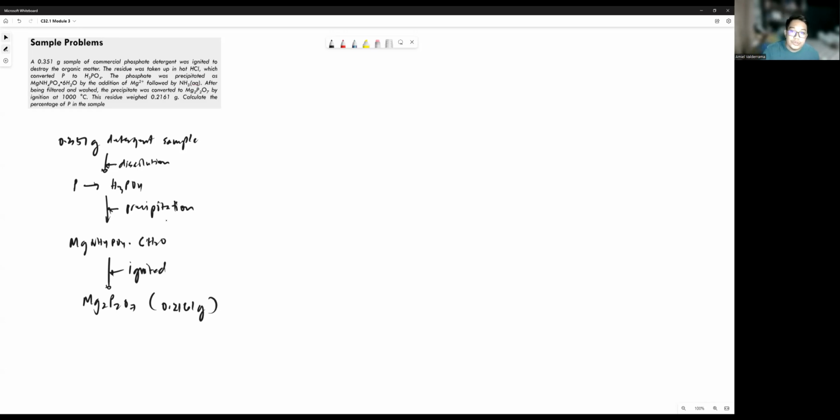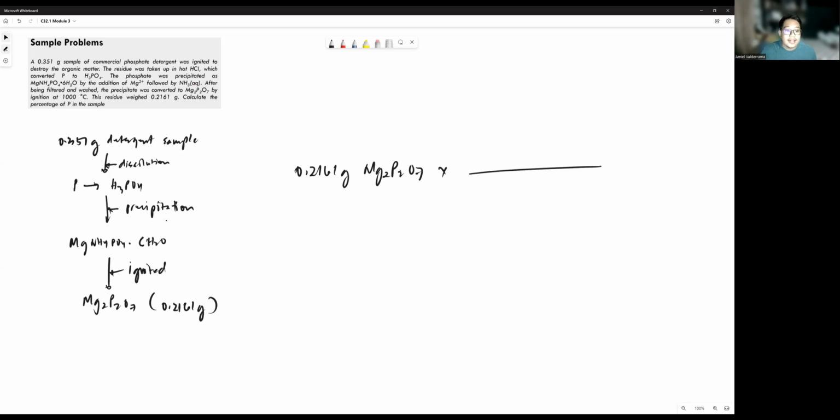Okay? So what we're going to do now is to deal with the given. So we have here 0.2161 grams of Mg2P2O7. Ang next natin gagawin is for us to multiply our given to our GF. Okay? Ang GF natin ay formula weight.